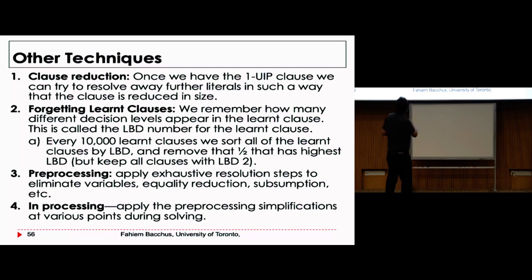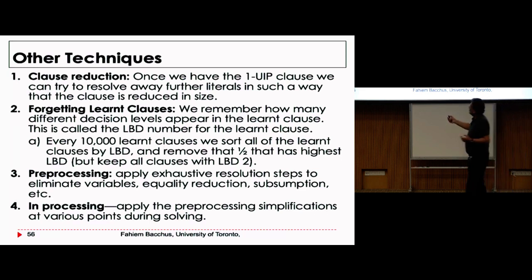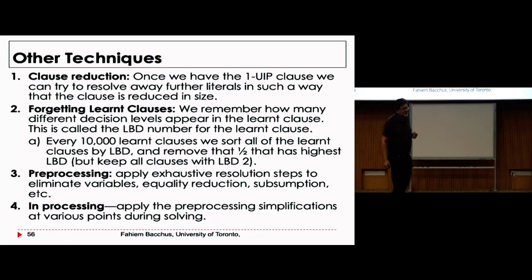The latest technology in this is what's called LBD. LBD is a number associated with every learned clause. With every literal there's a decision level, and you count how many different decision levels appeared in that clause. That's the LBD. Then in some of these SAT solvers, after 10,000 learned clauses, you sort the clauses by their LBD, and you get rid of the half that has highest LBD. Except perhaps you keep the clauses that have LBD 2. And that's very effective as well.